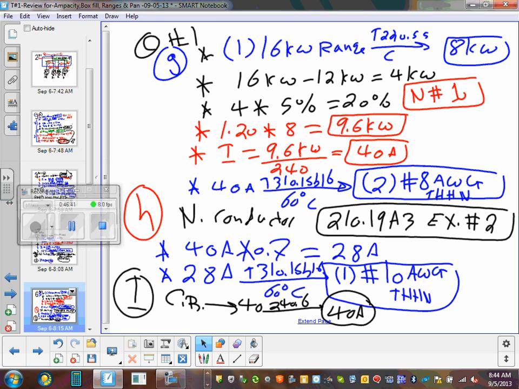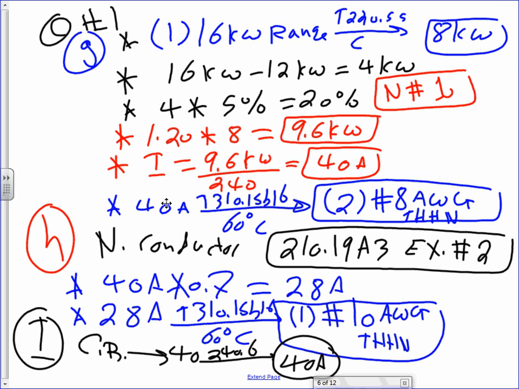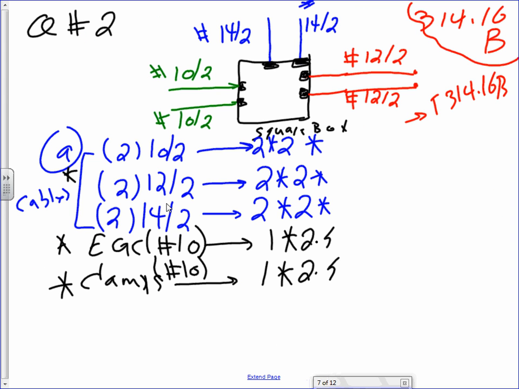Okay, let me go ahead, guys, and start with the second question on the test. I gave you that one, right? Everybody has that diagram right in front of them. So do me a favor, have your NEC code book open to section 314.16, Table 314.16 A and B. That's where we're going to be.